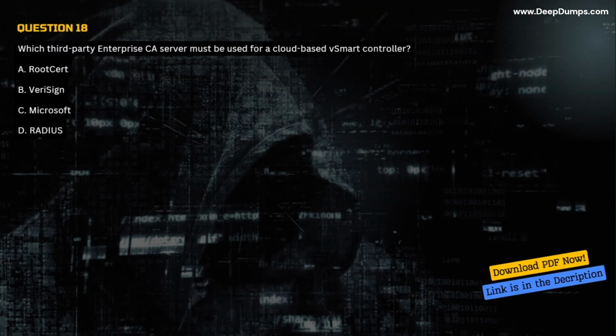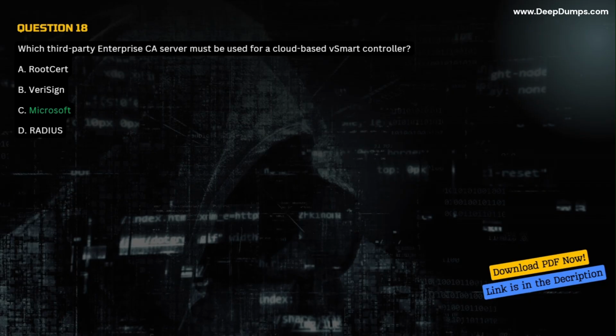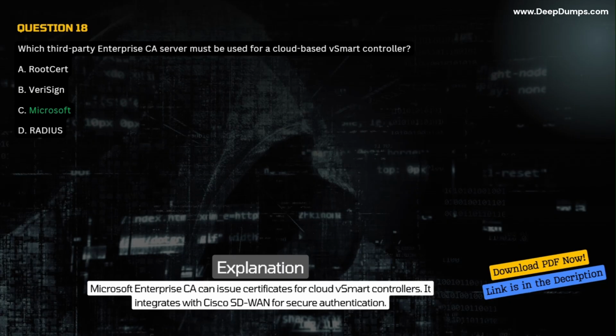Question 18. Which third-party enterprise CA server must be used for a cloud-based vSmart controller? A. RootCert. B. VeriSign. C. Microsoft. D. Radius. Correct answer C. Microsoft. Explanation. Microsoft Enterprise CA can issue certificates for cloud vSmart controllers. It integrates with Cisco SD-WAN for secure authentication.